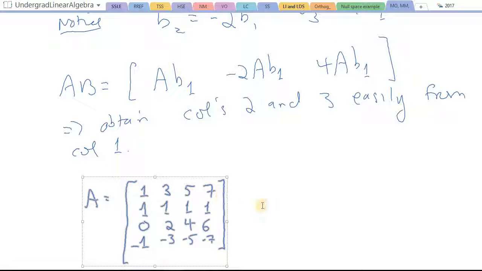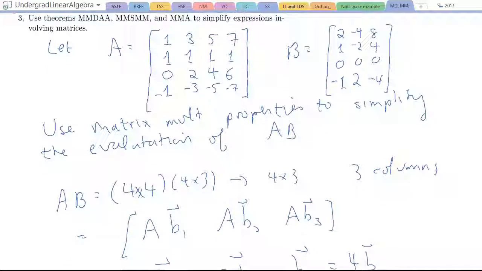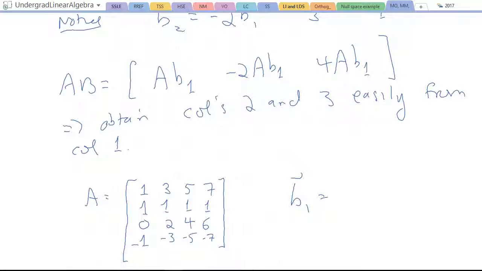Right, there's my A. Now remember B1, I'll just pull off the first column of B. B1 is going to be, let's just do it from up here. It's going to be 2, 1, 0, minus 1. Okay. So remember, once I find AB1, I can easily find the second column and third column. So let's focus on this.